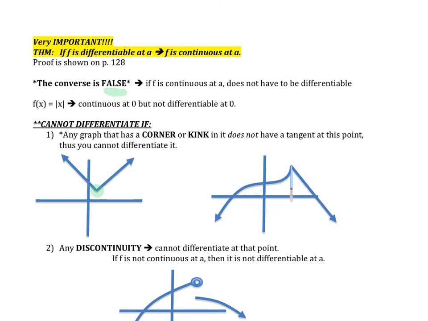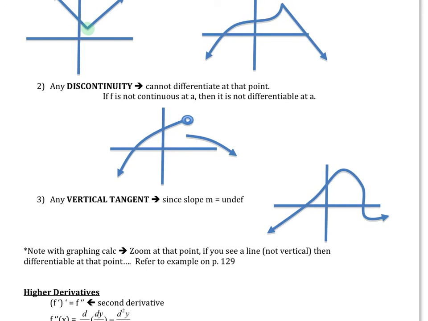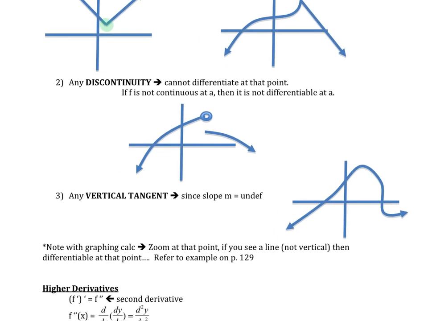Here's another example of a kink. There's a kink right there. I can't take a derivative. Another situation, a discontinuity. I cannot take the derivative at a discontinuity. So in this example, here I have a discontinuity. I don't know where the tangent is. Is it here? Is it there? I can't do a tangent line. Because remember, the derivative is the slope of the tangent line. If I can't get the slope of the tangent line, I can't get the derivative. So anything that has a discontinuity, that means there is no derivative there.